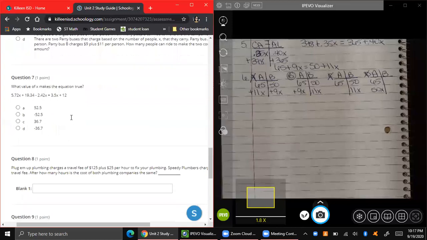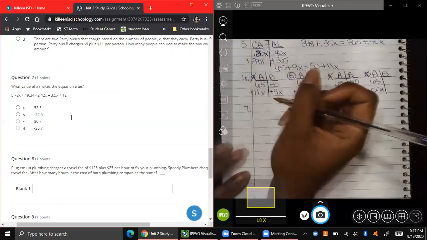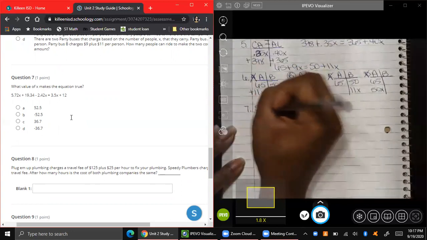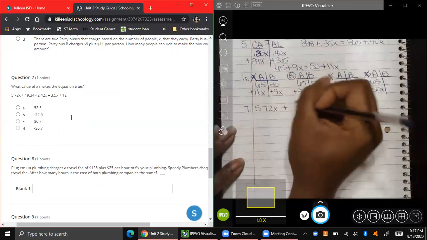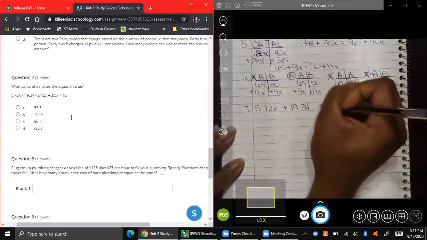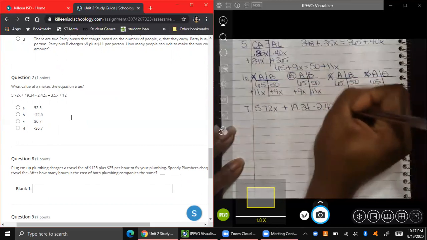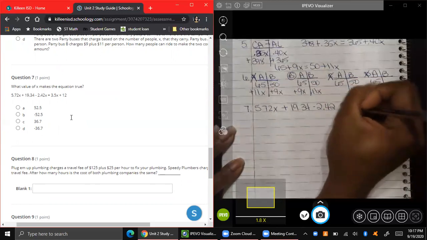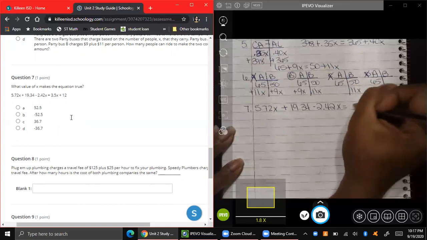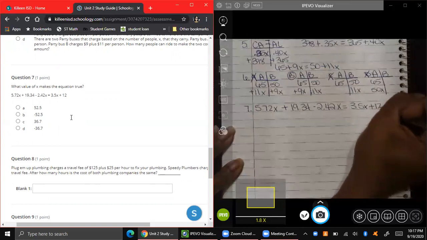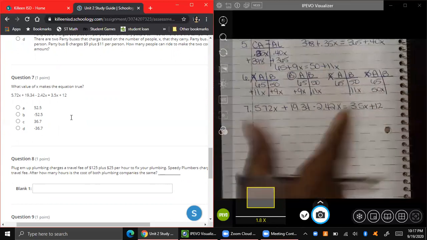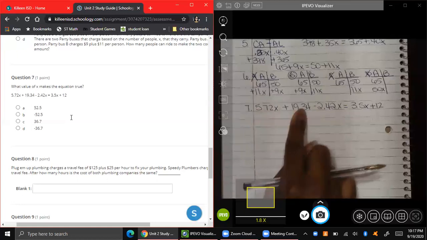Number 7, we are solving this. So for number 7, it says 5.72x plus 1934 minus 2.42x equals 3.5x plus 12. So the first thing I noticed is that there are 3 different terms, 1, 2, and 3.